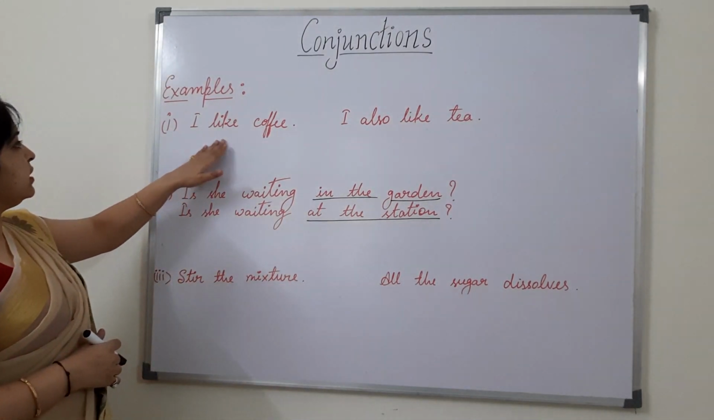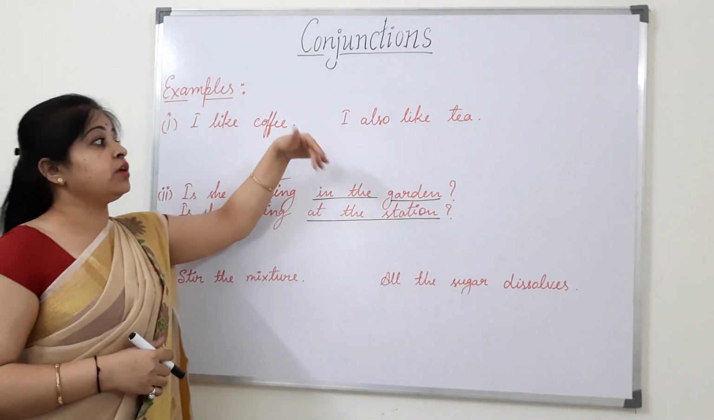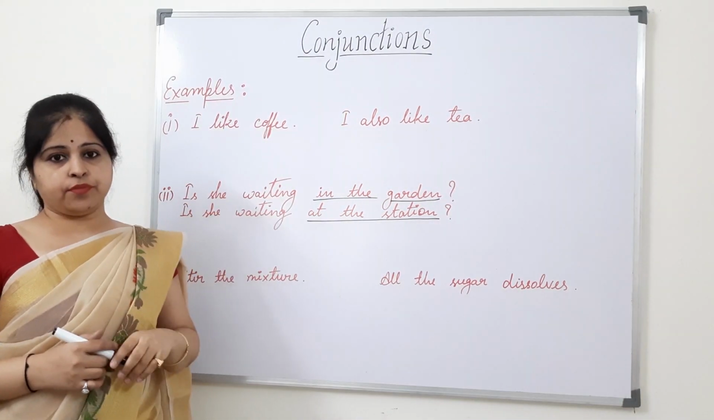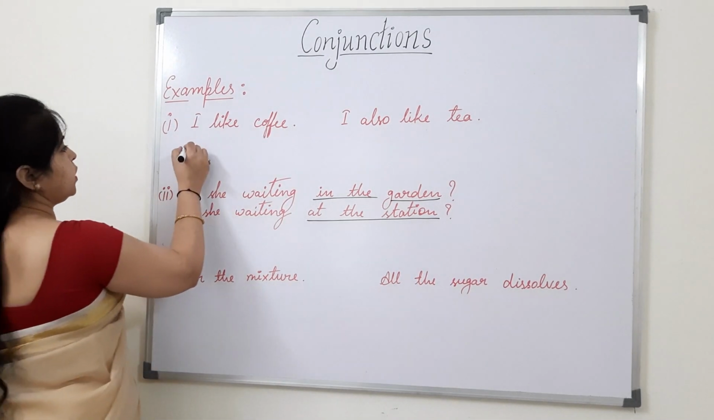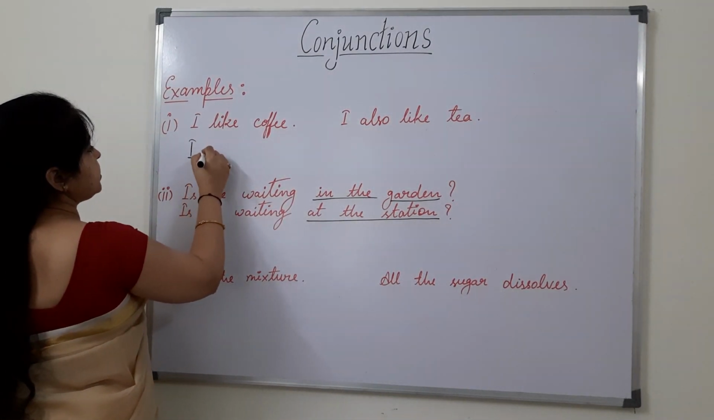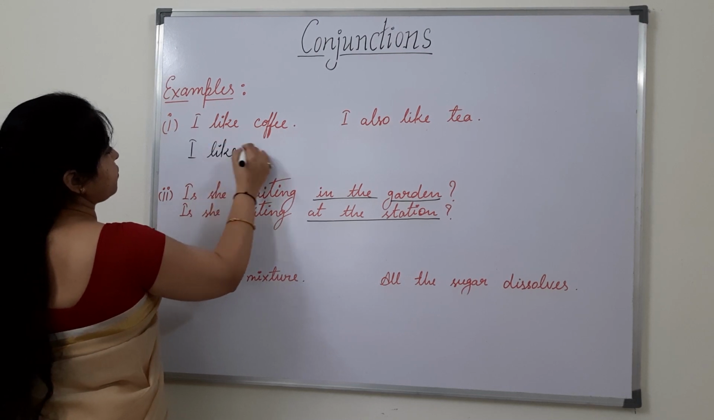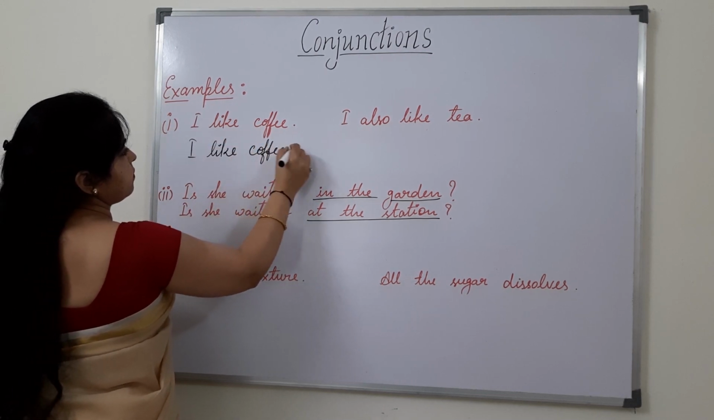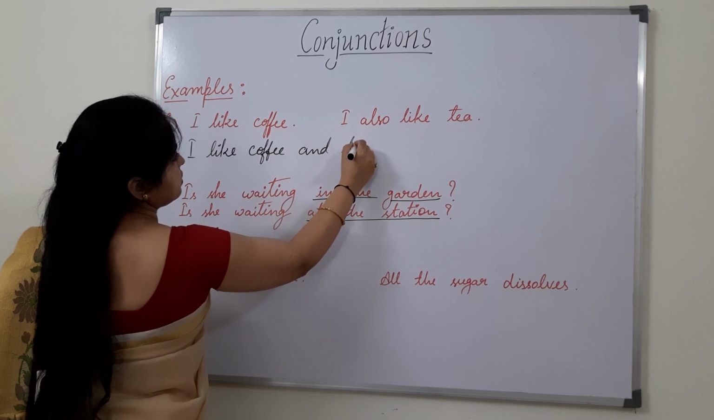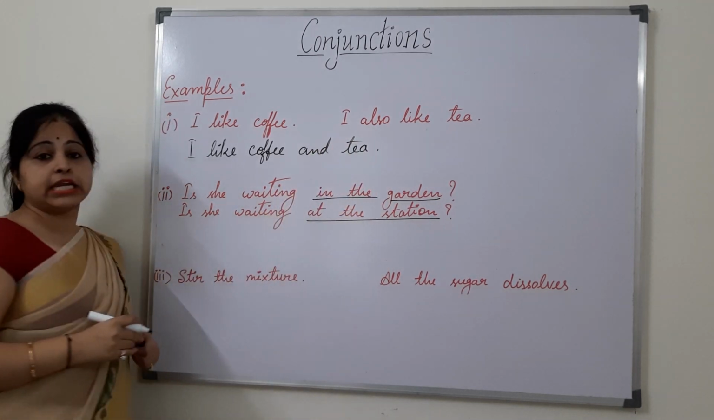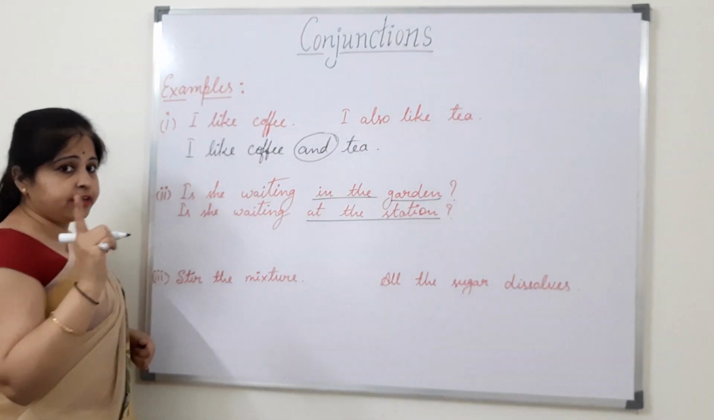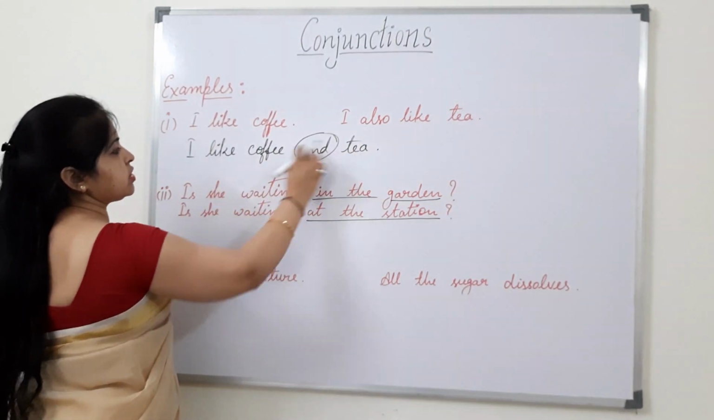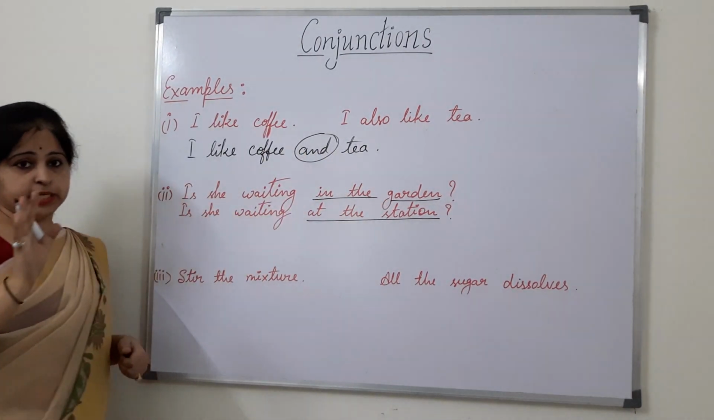The first example is, I like coffee. I also like tea. If we want to join both of them, what will we write? We will write, I like coffee and tea. Now, in this sentence, the conjunction and is joining two words, coffee and tea.